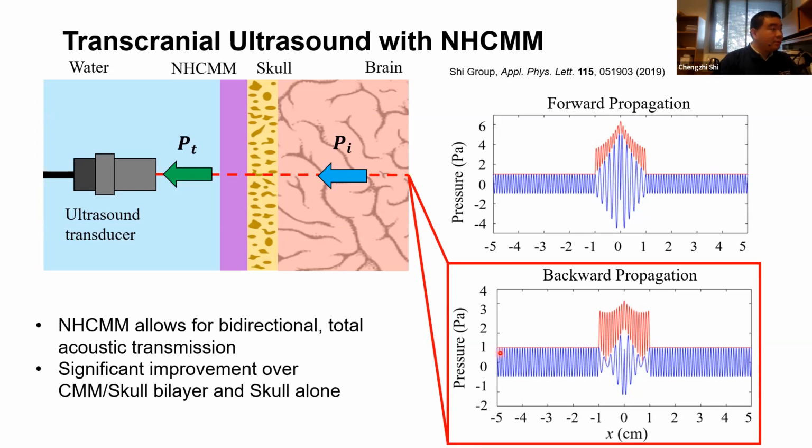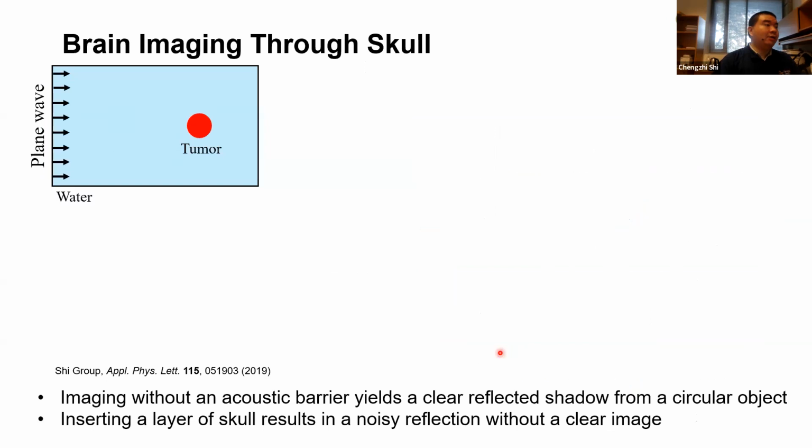Okay, so let's look at the full wave simulation and see how this will help for ultrasound brain imaging through the skull. Especially, we are looking at how this will image a brain tumor. Let's simplify the model, just underwater, and then send a plane wave through it. So we are using a plane wave imaging method to achieve our B-mode imaging.